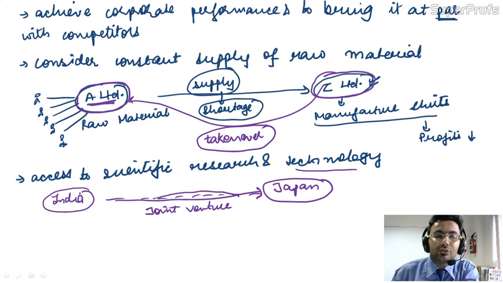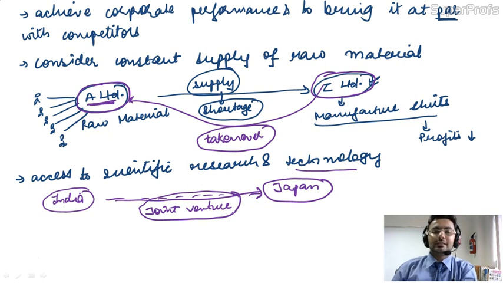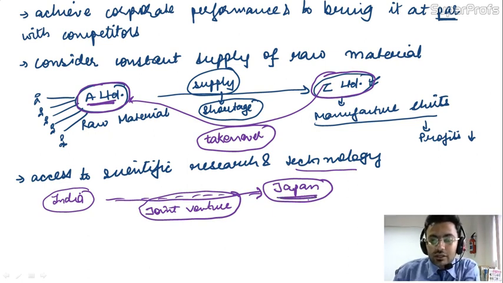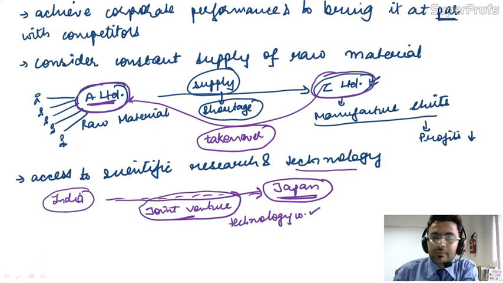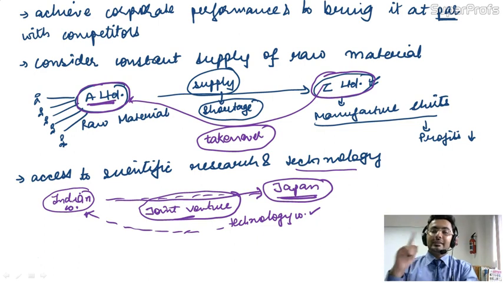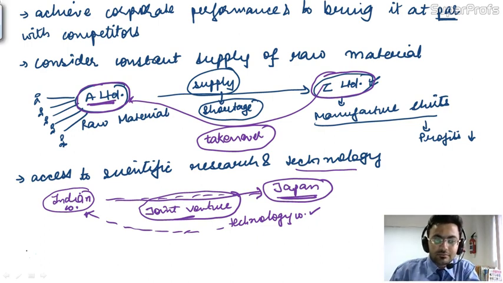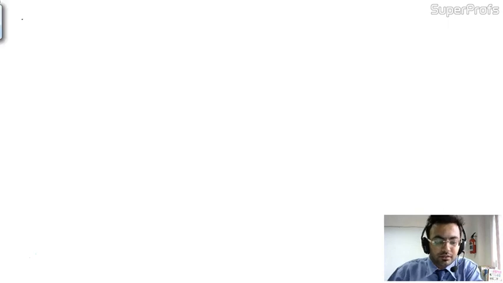What does joint venture mean? In the very next class, just after this class, we are going to talk about joint ventures as well. So they have entered into a joint venture with a technology company in Japan. Now all the technology which is with the company in Japan will be given to the Indian company. Great.